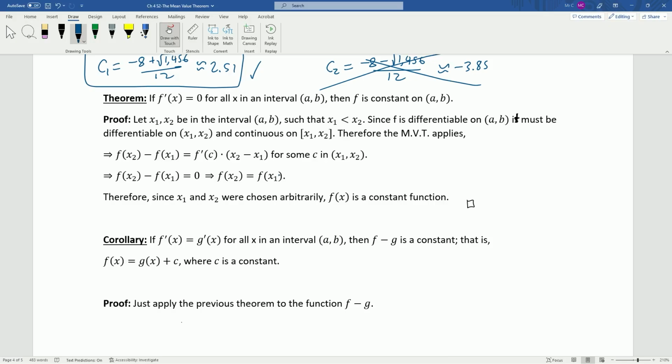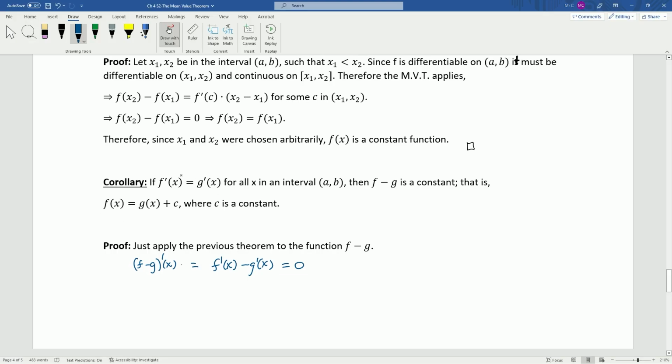Okay, so now a corollary here is that if f prime of x equals g prime of x for all x in an interval from a to b, then f minus g is a constant. That is, f of x equals g of x plus c, where c is a constant. So the proof is just to apply this theorem here, which is to say that if I take f minus g of x prime, that's f prime of x minus g prime of x. And if these two things are equal, then this is 0. And if this is 0, f minus g is a constant function. And if f minus g is a constant function, then if I move the g over, I get f equals g plus c.